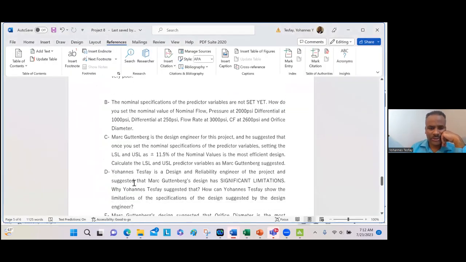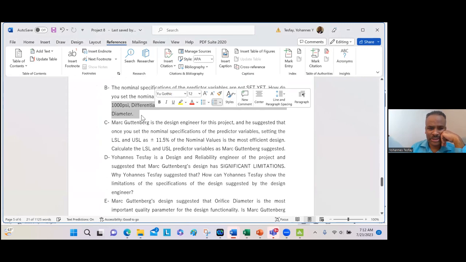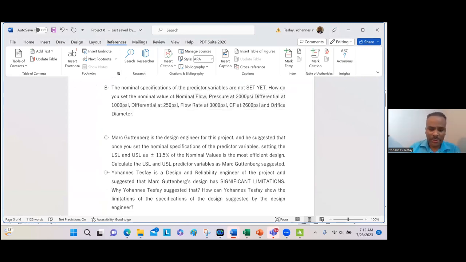Then the next one is the nominal specification of predictors not set yet. How do you set the nominal value of normal flow, pressure, differential flow rate, you know, all orifice diameters? So hey, measure no. Okay. What is a measure here?